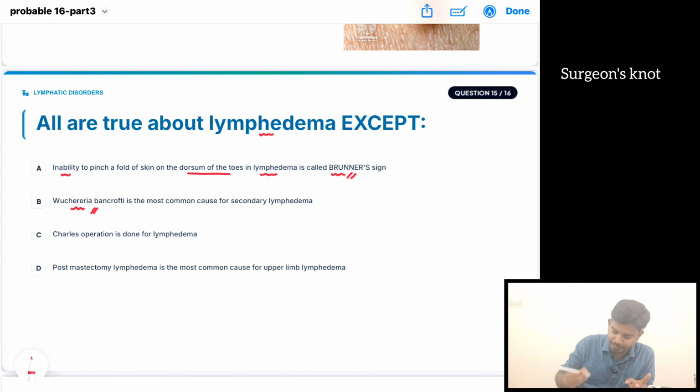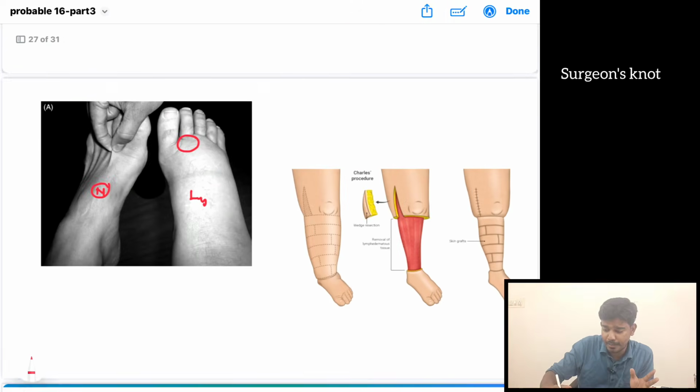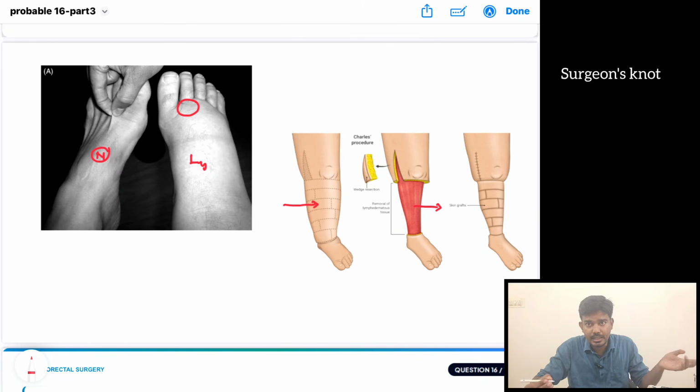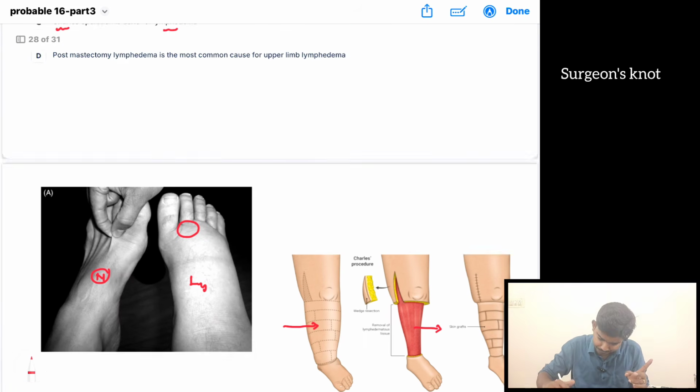Filariasis, it is the most common cause of secondary lymphedema. Filariasis cause only idudha, that is the most common cause for secondary lymphedema. Charles operation is done for lymphedema. What is this Charles operation? It is a radical excision. In the mari excessive skin இருக்கும்ல, அந்த lymphedema skin, subcutaneous tissue, எல்லா fat எல்லாத்தையும் remove up to the muscle layer வரைக்கும் remove பண்ணிட்டு அதுக்கப்புறம் skin graft எடுத்து வைக்கிறாங்க. That is a Charles operation. That is done for எங்க? That is done for a lymphedema.